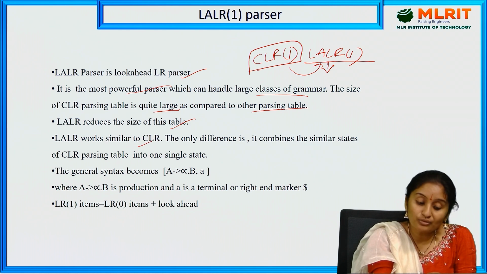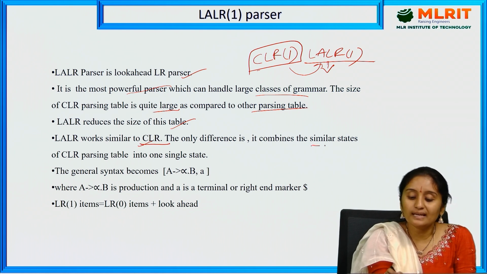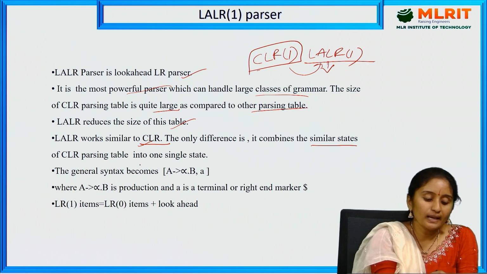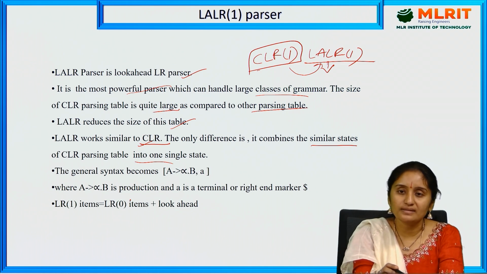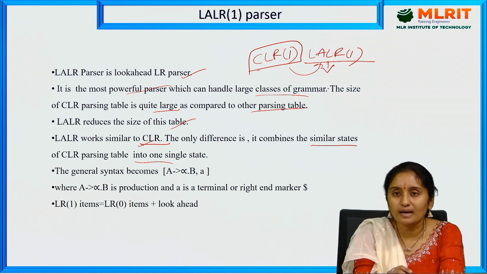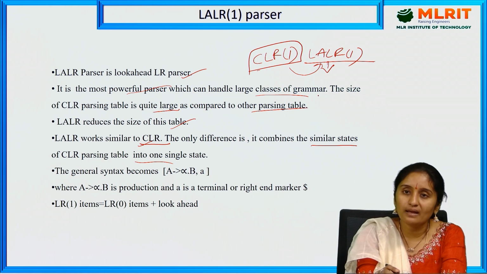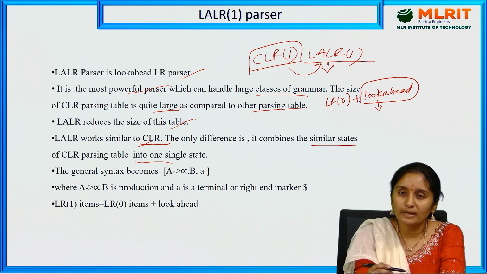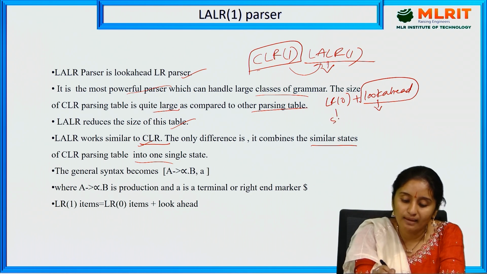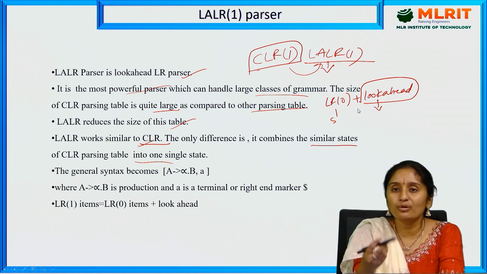LALR works similar to CLR. The only difference is that it combines the similar states of the CLR parsing table into one single state. In the CLR(1) parser, we calculate LR(0) items plus look-ahead symbols. In the CLR(1) parsing table, based on the look-ahead symbols, we get that many states. Even if the productions are the same, the look-aheads are different, so we go for new states.